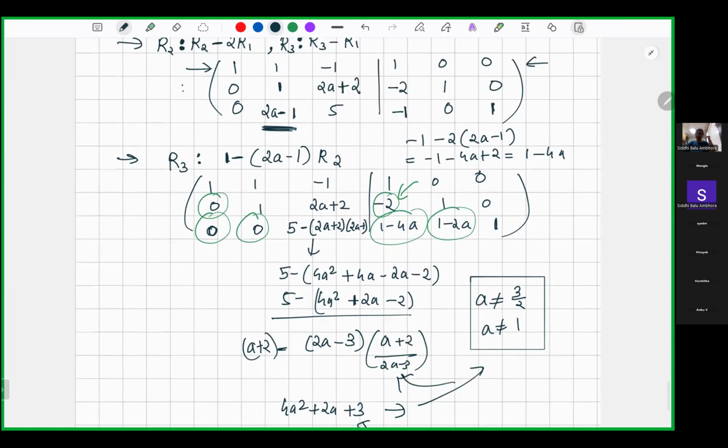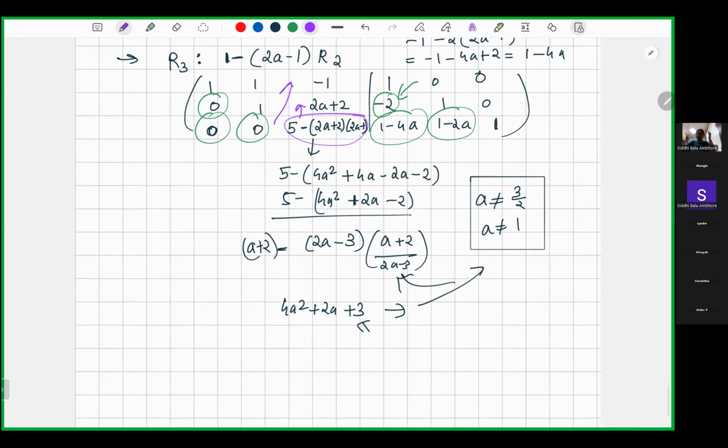And now, once we have this, using this term, we can make 0 here and 0 here. And we can also divide by whatever number we get here. It will be non-zero, and we can simply divide by that number. That is this. And you can check that when a is not equal to 3 by 2 or 1, this works really fine.